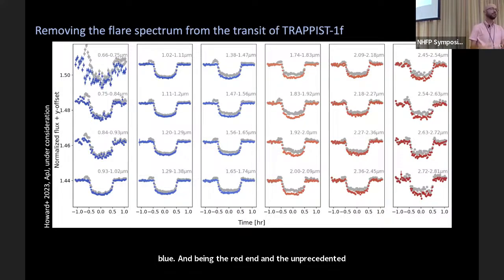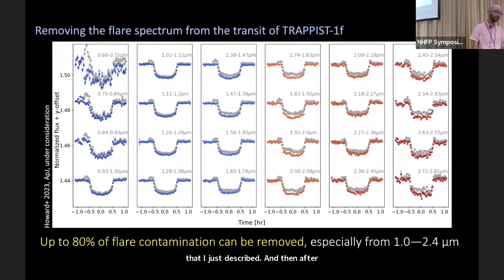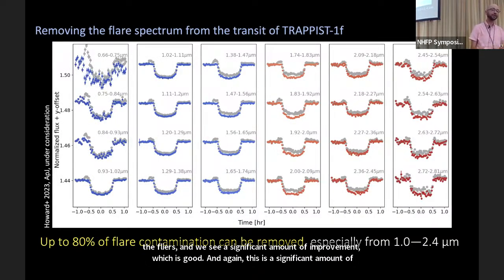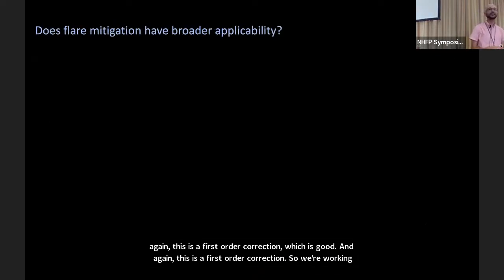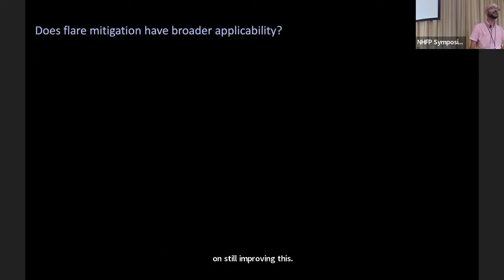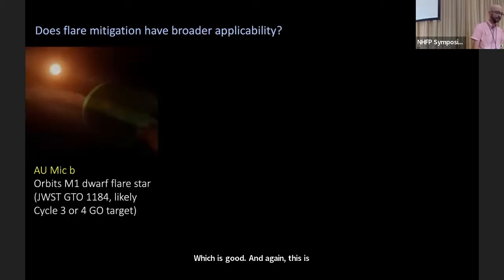And we show the results before correcting for the flares using the method I just described, and then after correcting for the flares. And we see a significant amount of improvement, which is good. And again, this is a first order correction, so we're working on still improving this. But even with this first order correction, up to 80% of the flare contamination can be removed, especially from around 1 to 2.4 microns. So I'd like to wrap up by asking, is TRAPPIST-1 a wonder, or might this technique be more broadly applicable?